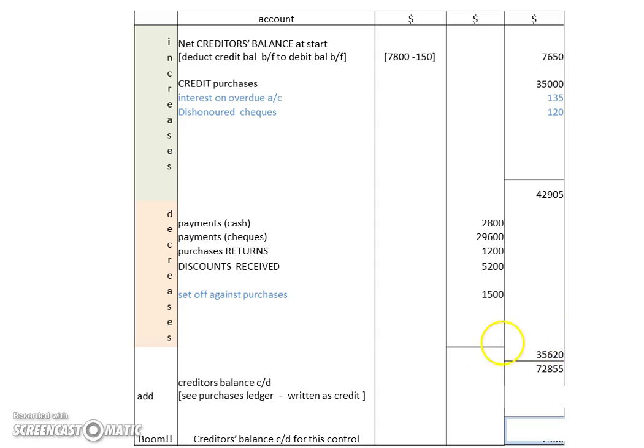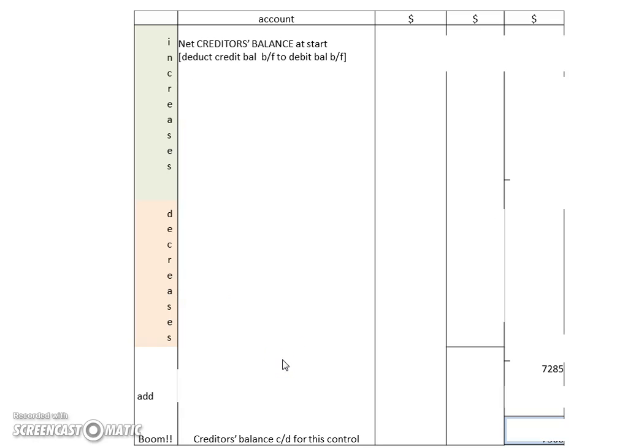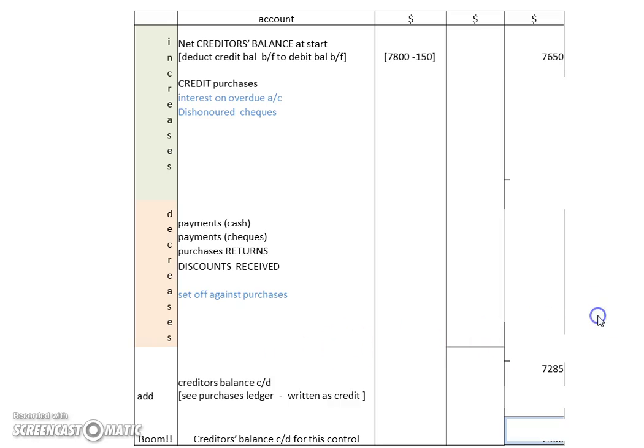Something wrong with my mathematics today. Right, so I've subtracted it. And that gives me 7,285. Now I'm going to add back the balance at the end, the 75. And that should give me the 7,360, which is the creditor's balance for this control.